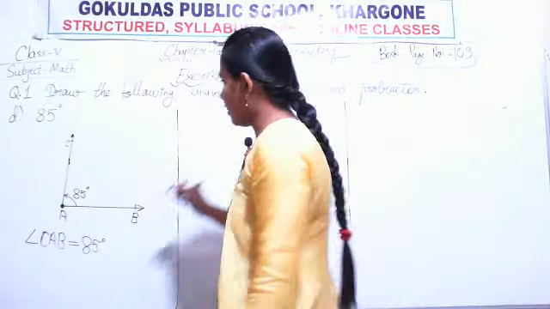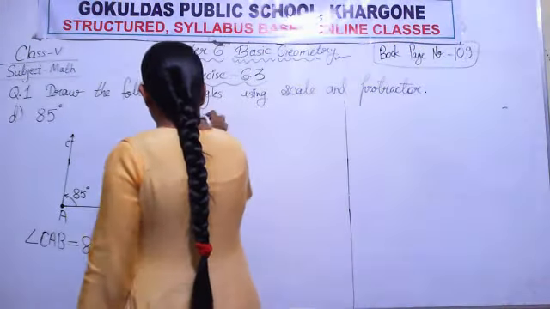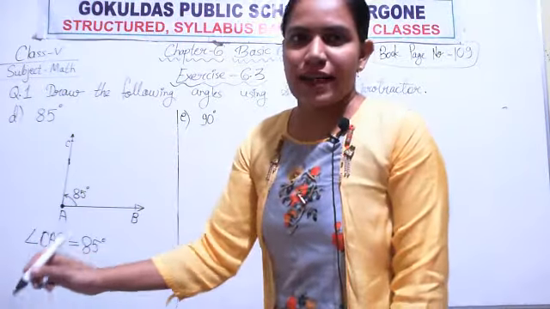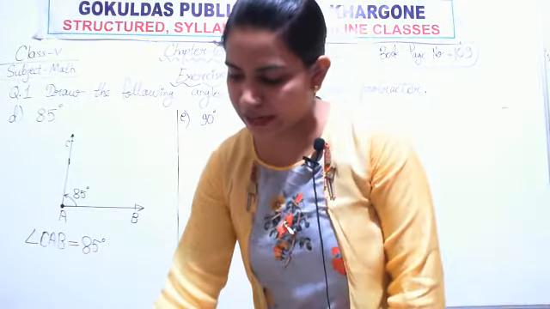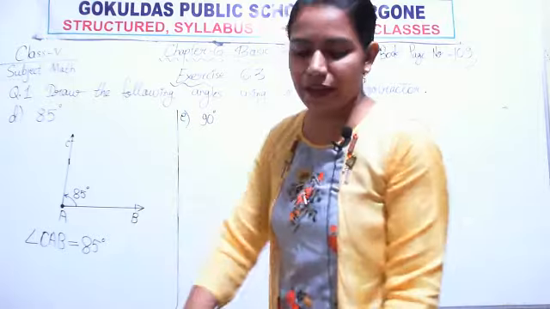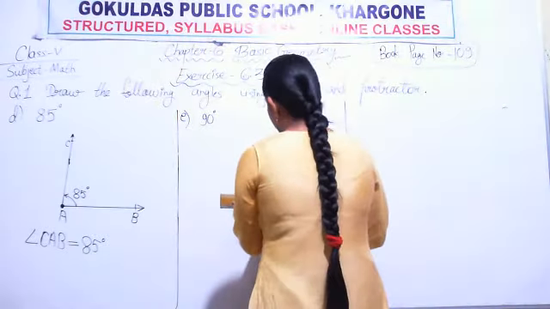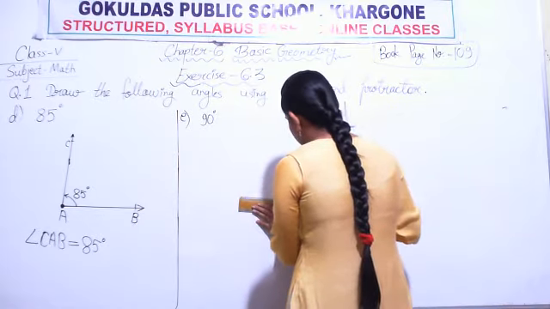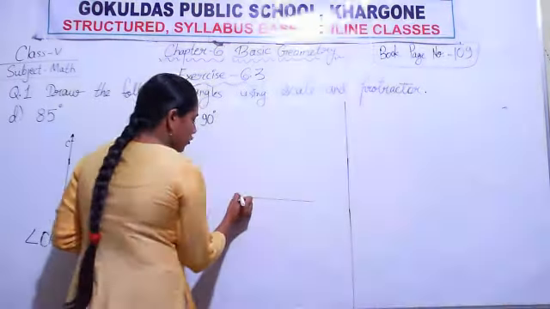Now next E, 90 degree. 90 degree is called as which angle it is? 90 degree is right angle. Okay. Now we want to make right angle. So to make right angle, again same steps are there. First, draw a ray. By using scale, draw a ray.